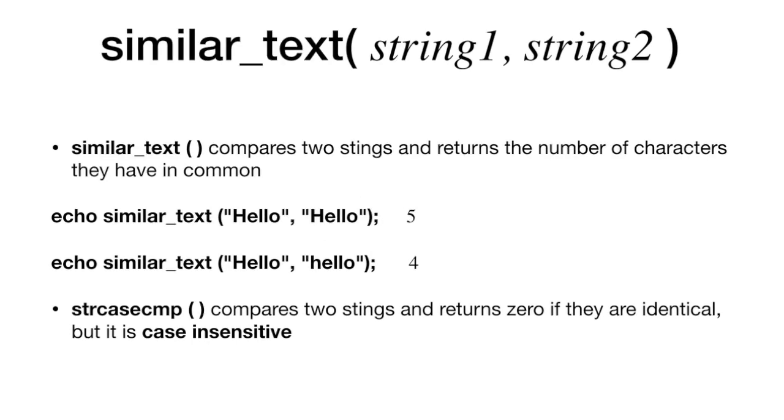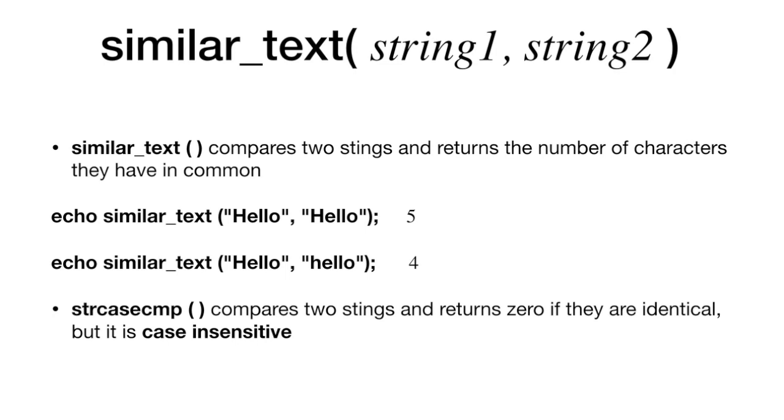Now, similar_text is an interesting one. This will compare two strings and return the number of characters they have in common. So similar_text hello hello, if they're identical, will be 5 because they have 5 identical characters in common. If we have similar_text with uppercase and lowercase h's, then only 4 of the characters are the same, so this will come back with a value of 4. Here we have the same thing, but it's case insensitive.